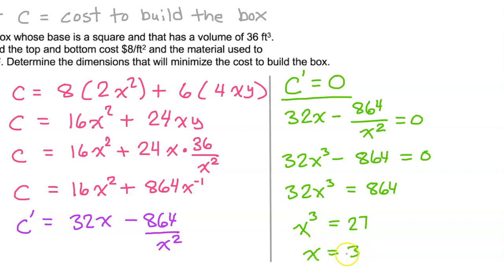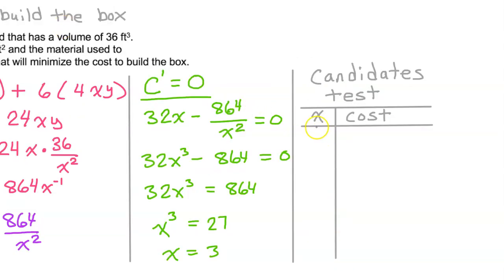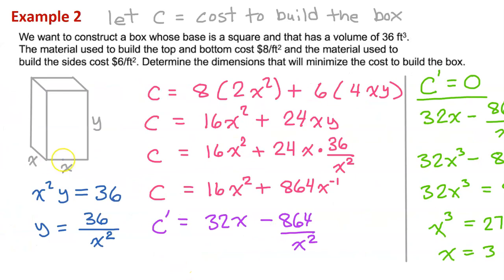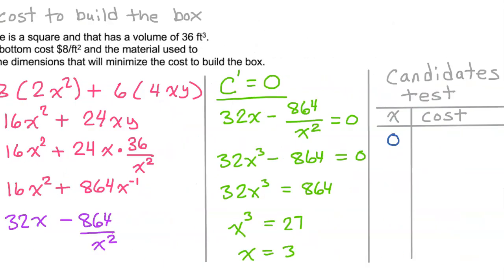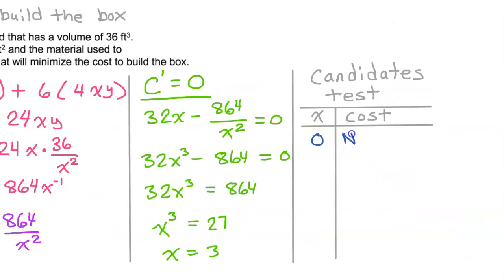This is our only critical value, so we can use it to make the candidates test. The lower extreme for the value of x is 0, but x cannot actually equal 0 because that would mean we had no box. So I'm just going to put NA on that. Then we have the critical value we just found in the middle.